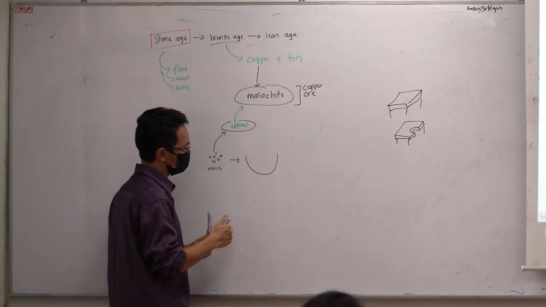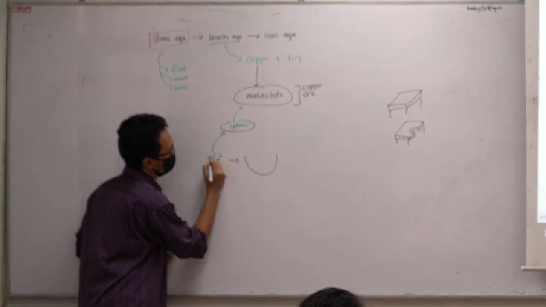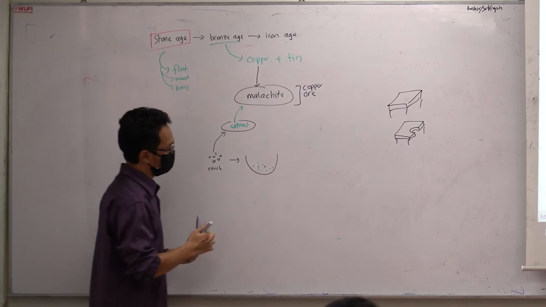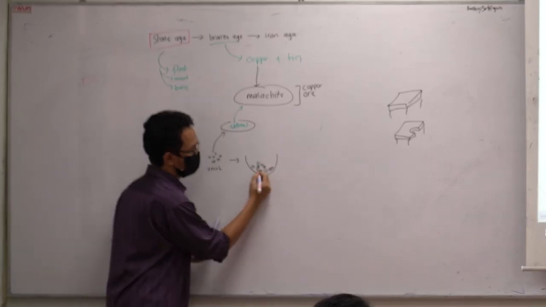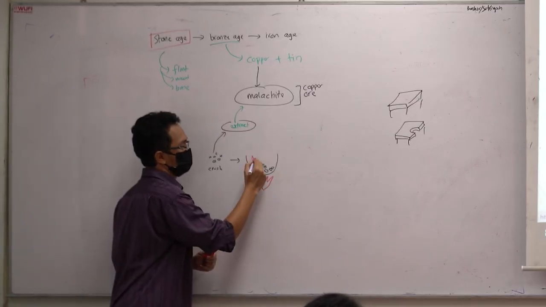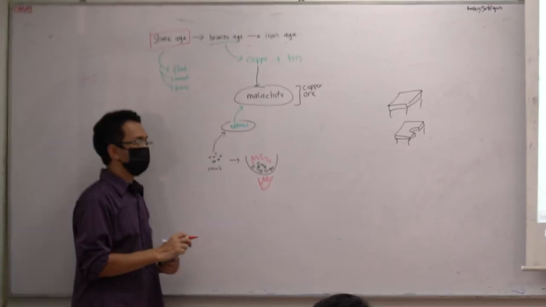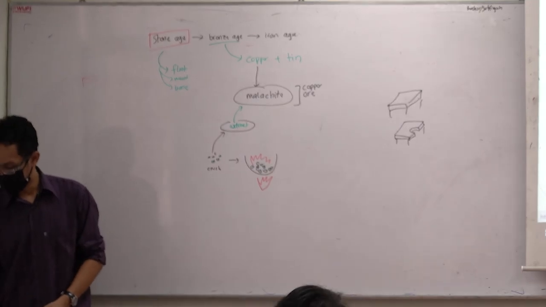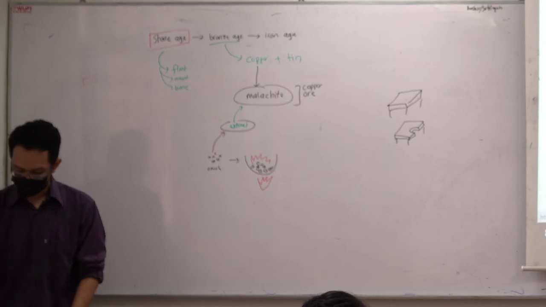There is a little green. And then I have this copper. So what they do is they fire this thing. They put fire here, until the copper oxide will basically be removed.